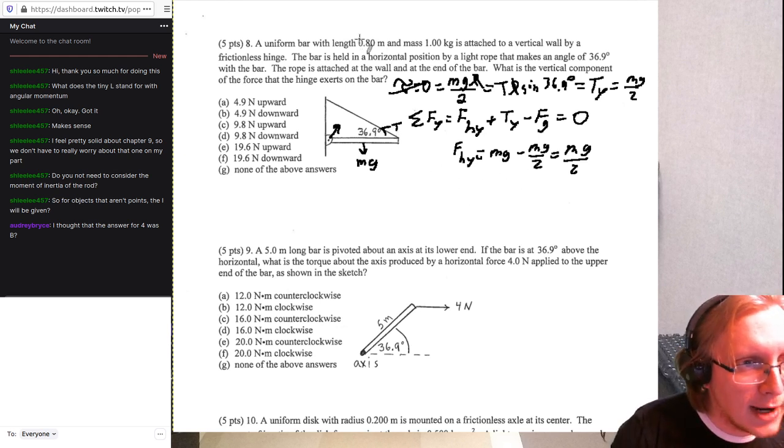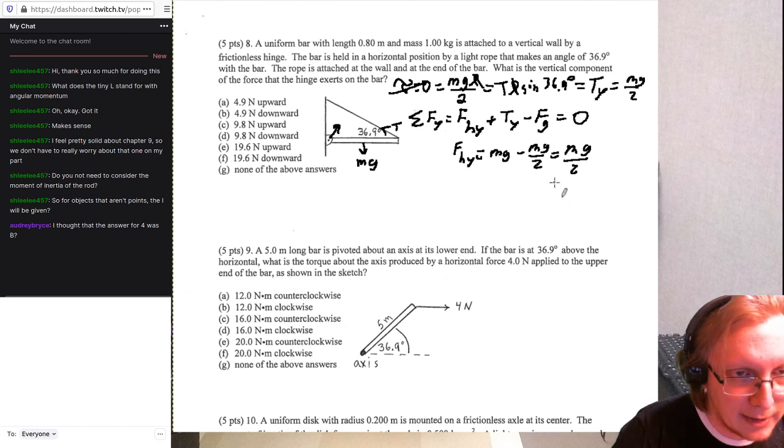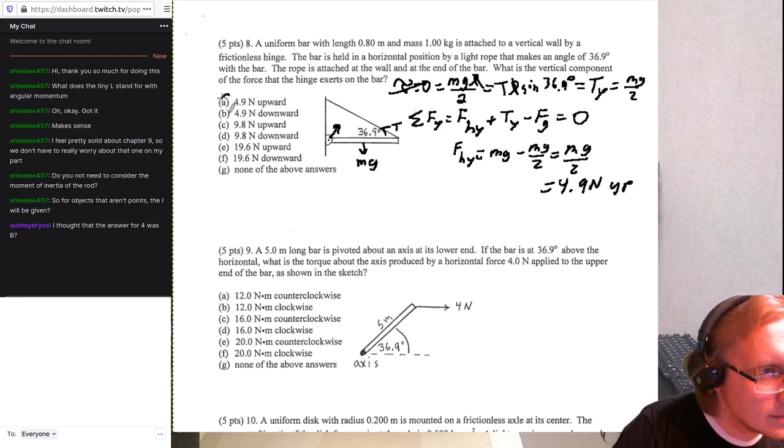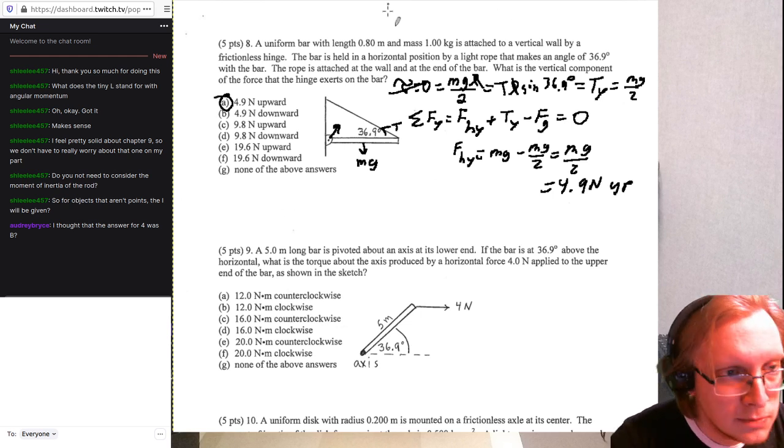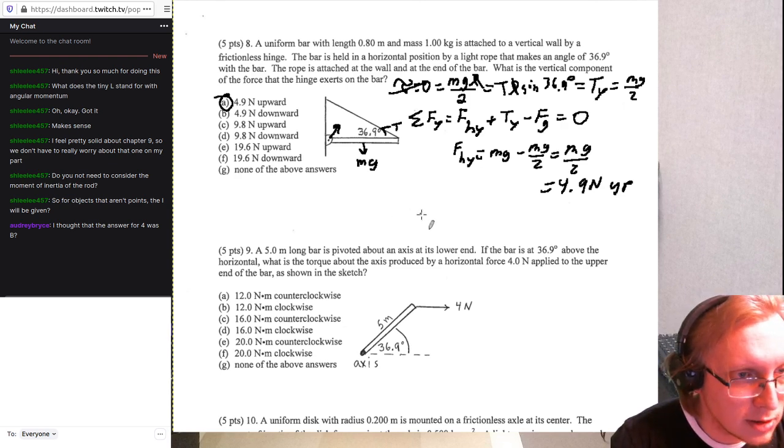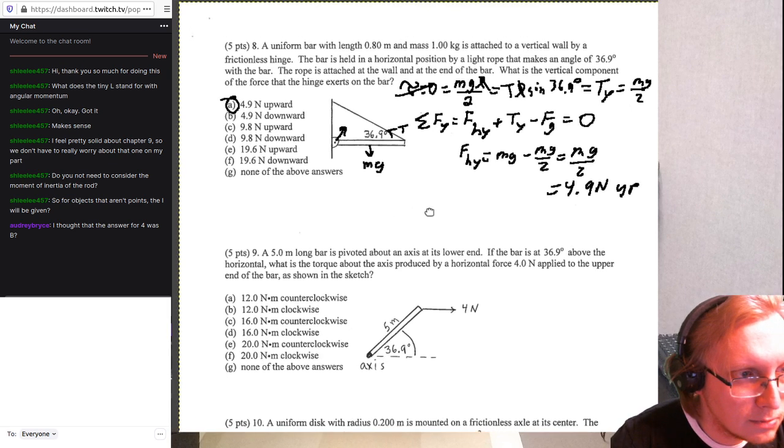We're told the mass. There's our mass, and we already have gravity, so it's 1 kilo. Gravity is 9.8, so that works out to 4.9 up.